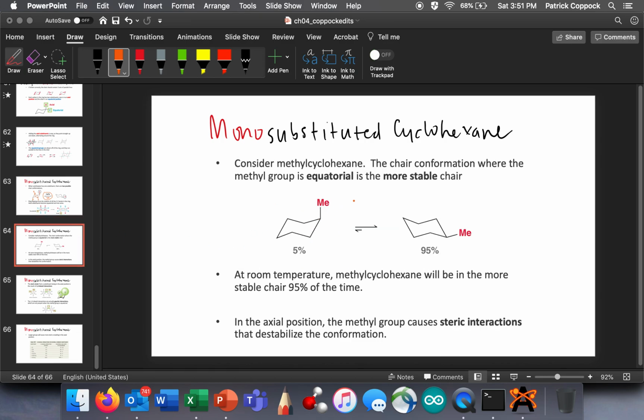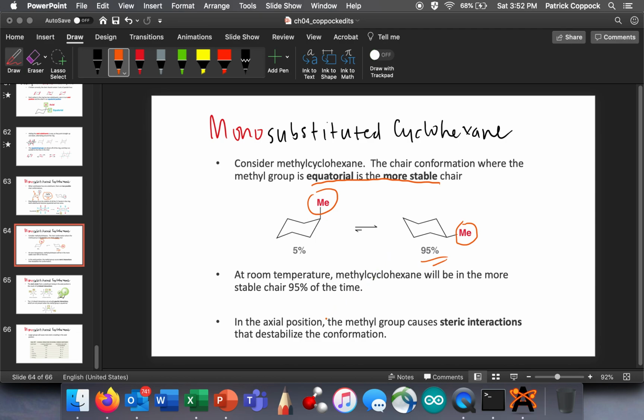Now, let's consider that what I had as X in the previous slide is now a methyl group. If we have a methyl group here in the axial position, or it goes through a ring flip into the equatorial position, we find that 95% of it is really over here because the equatorial position is the more stable chair. All right, if you've got something in that equatorial position at room temperature, 95% of the methylcyclohexane molecules are going to be in the equatorial position.